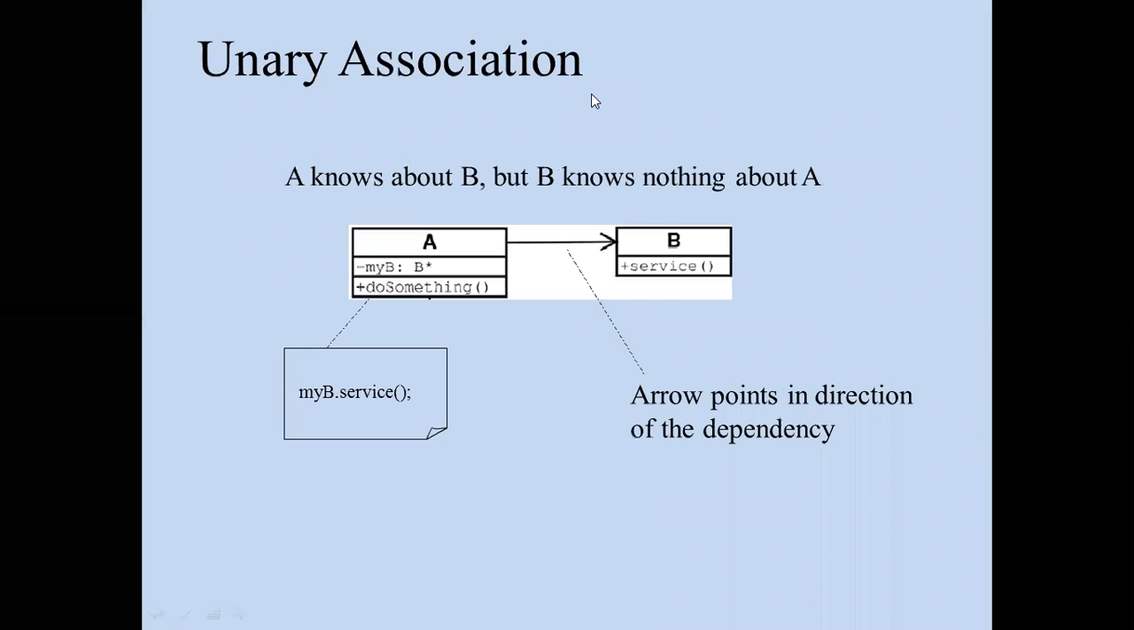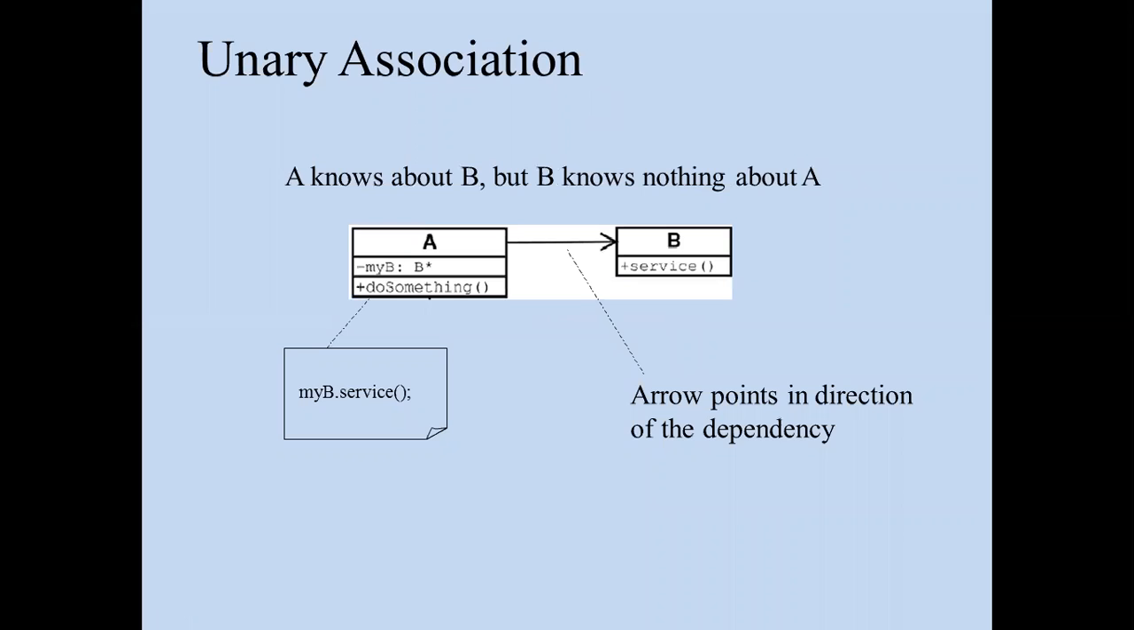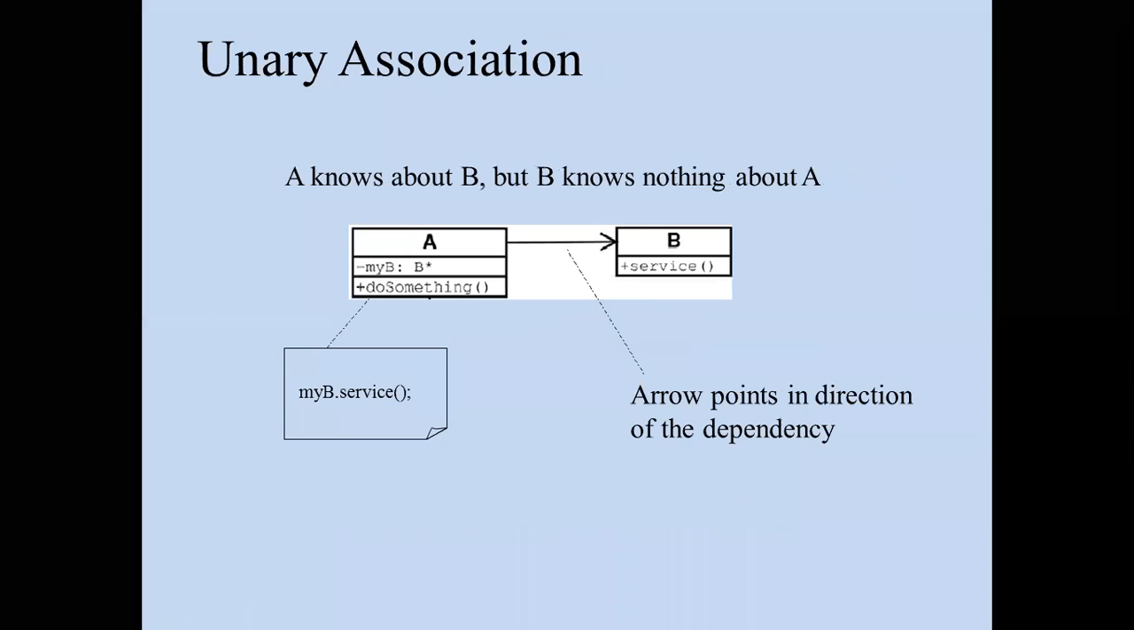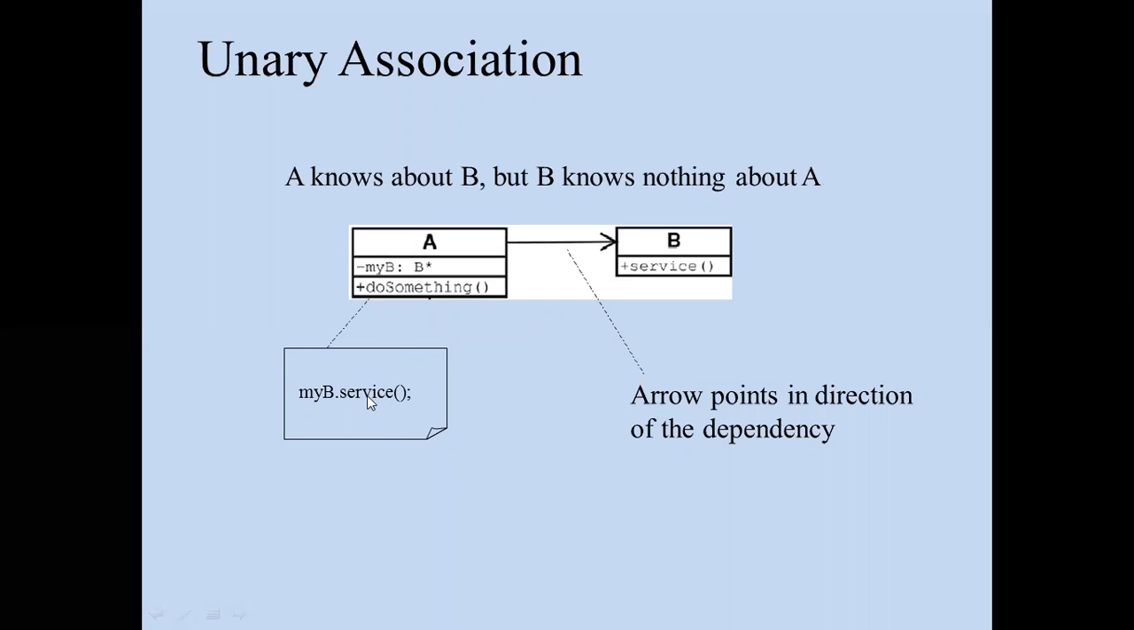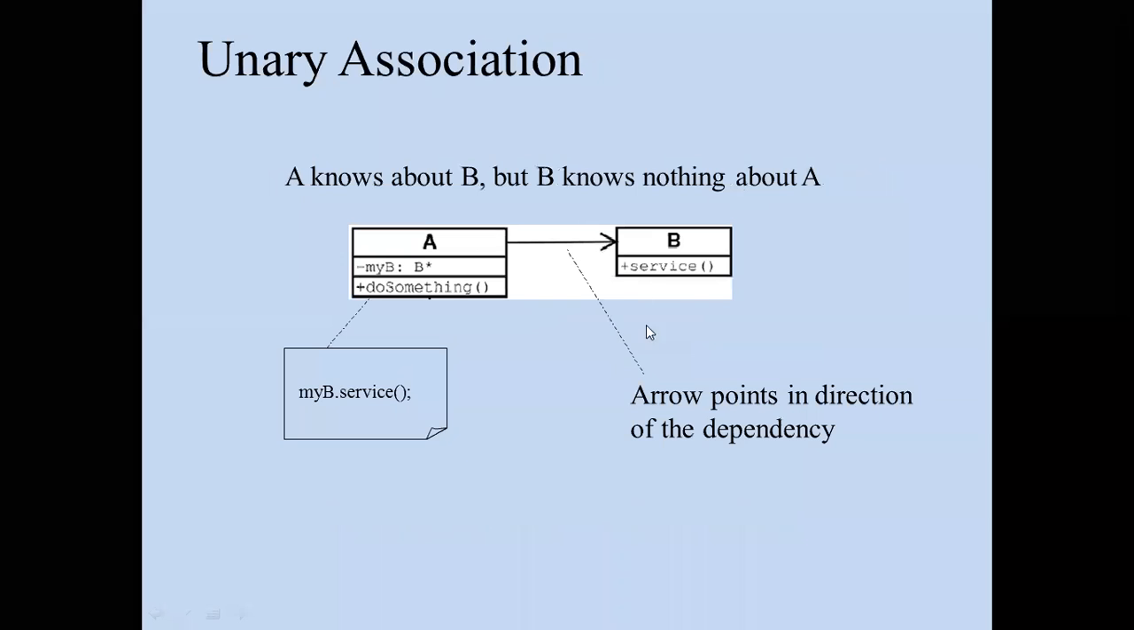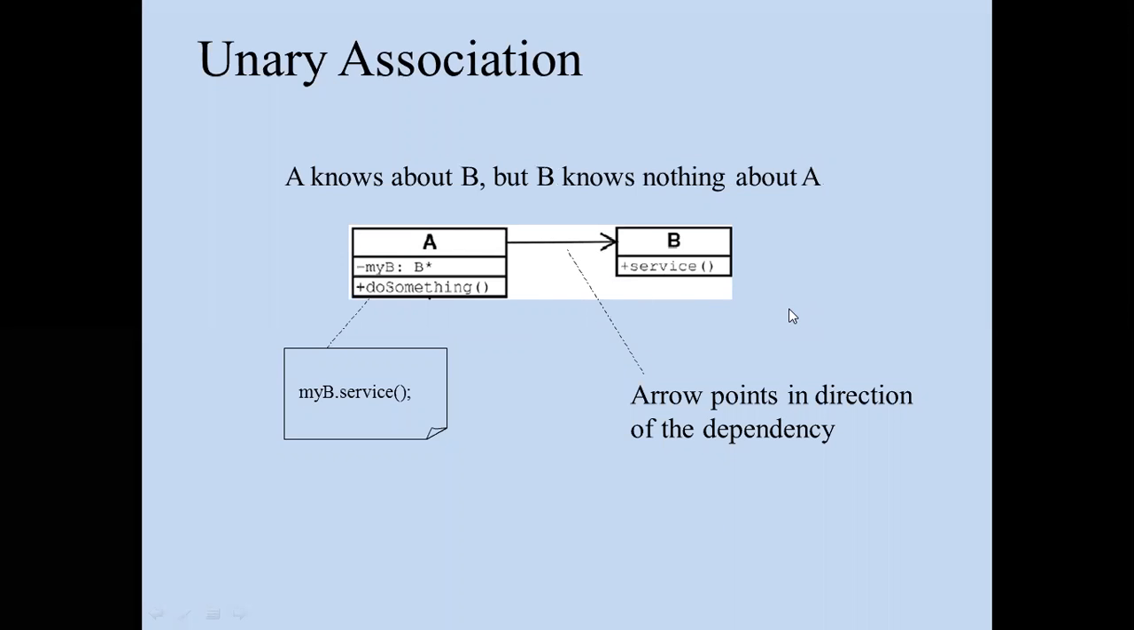Then we have seen another association. That means A knows about B, but B doesn't know about A. Here you can see myB.service, which is included in class B. This function or operation is in class B. That means A knows about B, but B doesn't know anything about class A. This is another operation, one way.